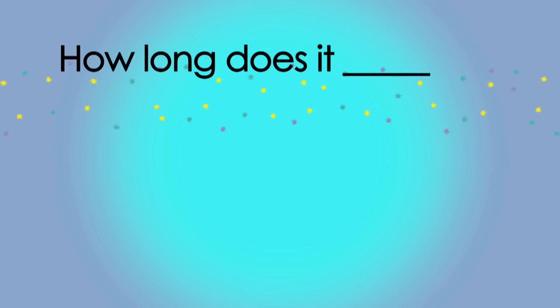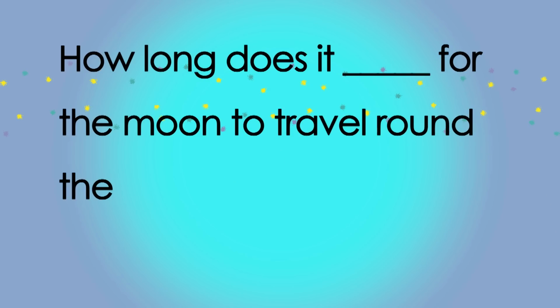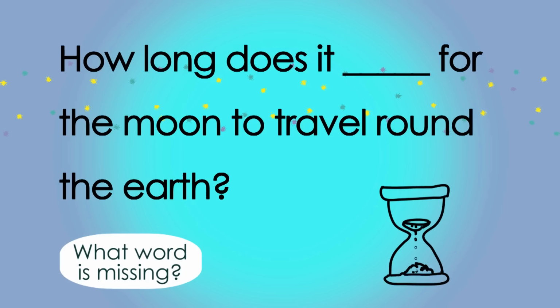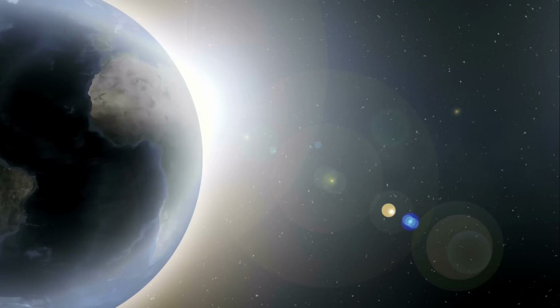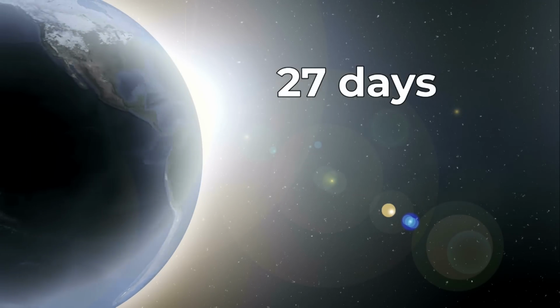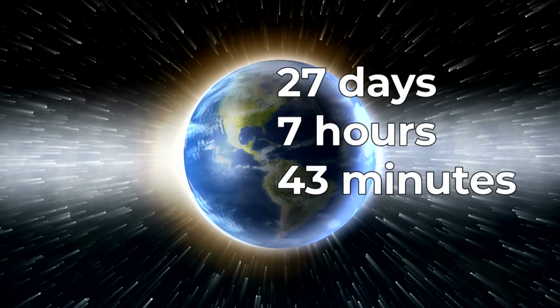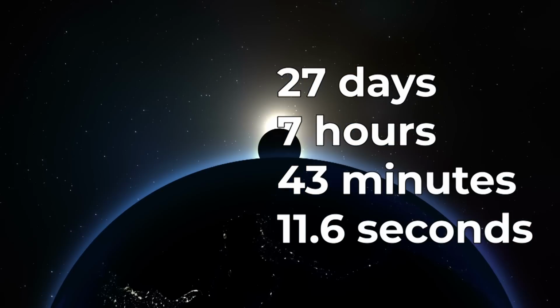What's the missing verb here? How long does it for the moon to travel round the earth? It takes 27 days, 7 hours, 43 minutes, and 11.6 seconds for the moon to travel around the Earth. We use take to talk about the time that's needed to do something, the time that's required. So we often use take to talk about journey times and jobs.